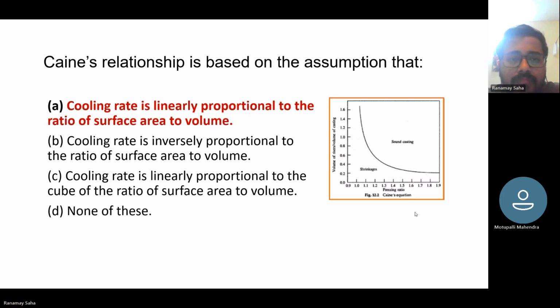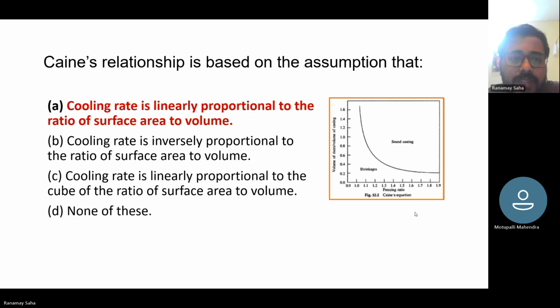As of now, let us go through this question, and then we'll go to the detail. We'll also discuss one numerical problem, the Keynes relationship for riser design, at the end of today's class.